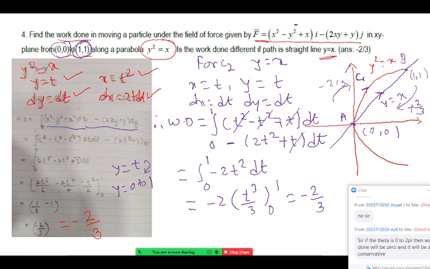Yes, Asif, I think he has written that. Yes, correct. It is a conservative force, correct. Any doubt, anyone? Probably this one is the last example.